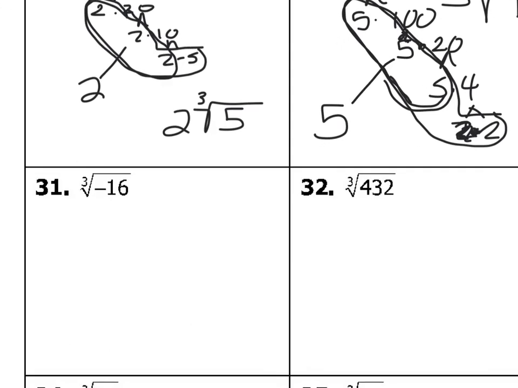All right, 16. It's 2 times 8. It's 2 times 4. It's 2 times 2. So I got 3 2's come out as 1. And 2 stayed home. I'm going to put that negative back in there with it.